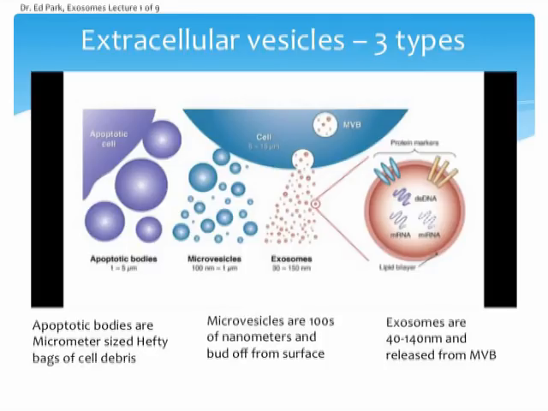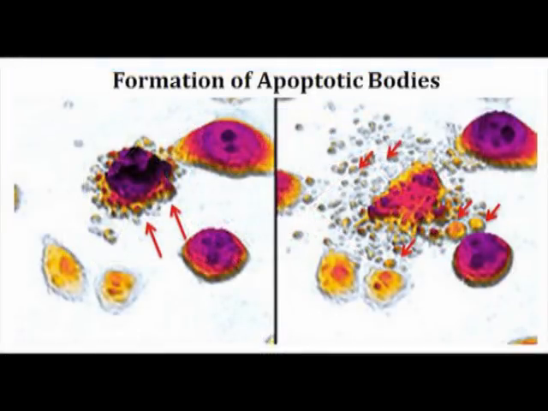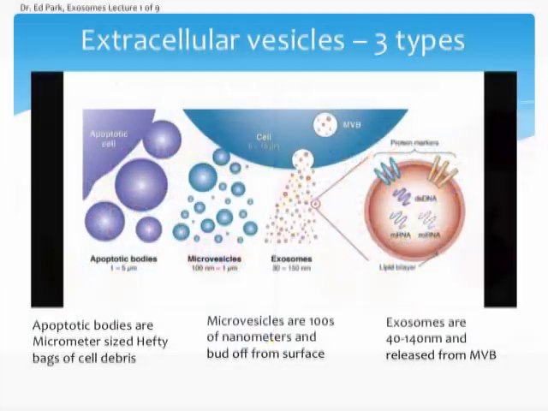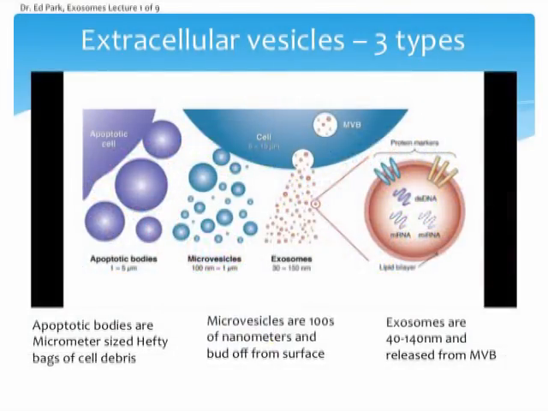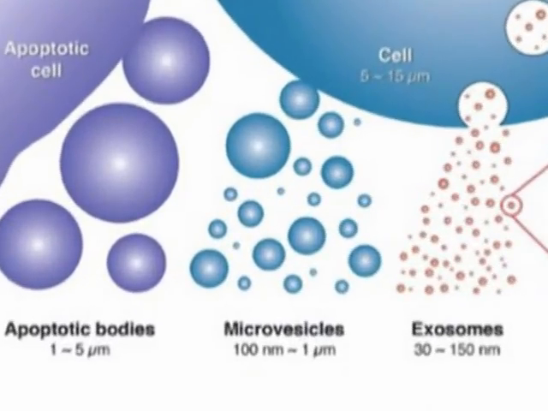One are very large ones, relatively speaking. These are apoptotic bodies. Apoptotic bodies are just the remnants of a disintegrated cell. A cell that killed itself forms these blebs, and they're on the order of 1 to 5 microns, or millionths of a meter. Microvesicles are a broad category. They're hundreds of nanometers, and they bud off from the surface.